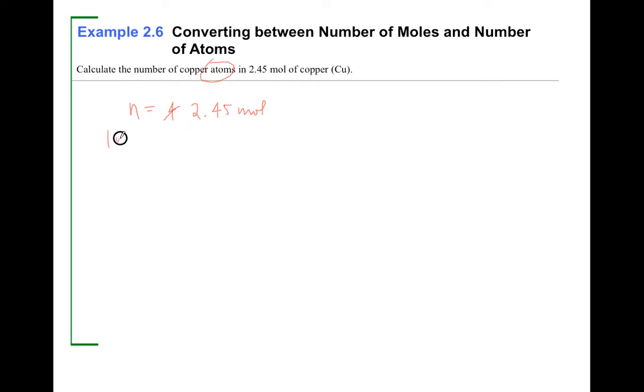We know that 1 mole is equal to 6.022 times 10 to the 23rd atoms. So we're trying to calculate atoms, and we're given moles. We have to find a conversion, and here's our conversion right here. It's the only conversion we have. So that's our conversion. We cross off moles and introduce atoms.